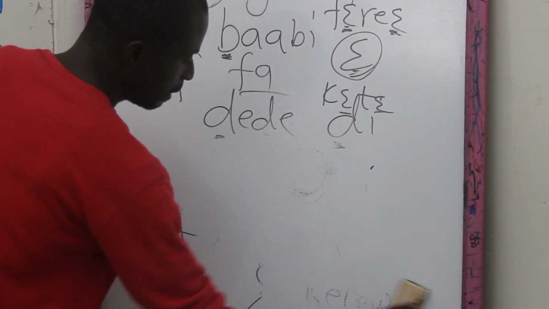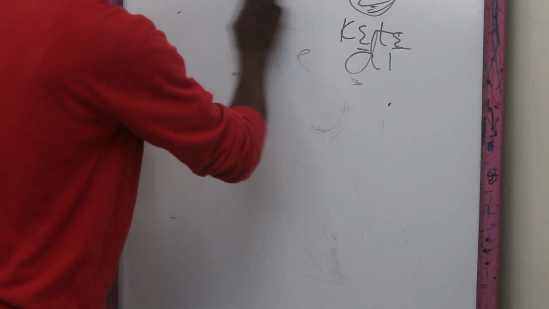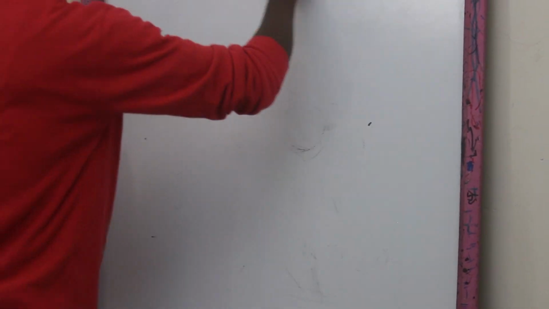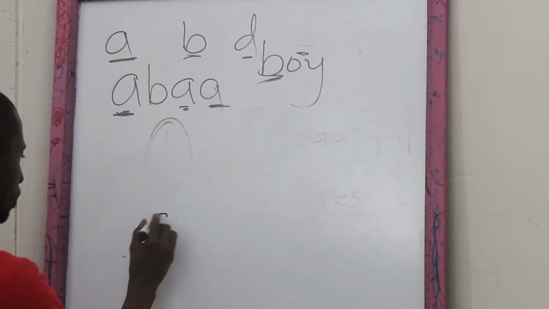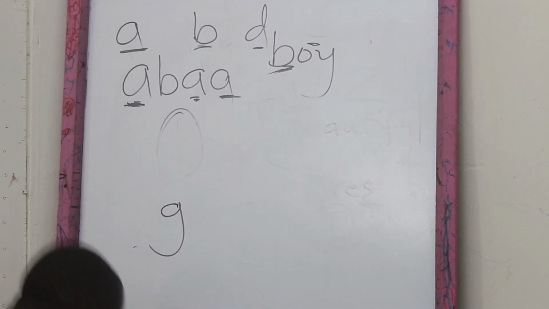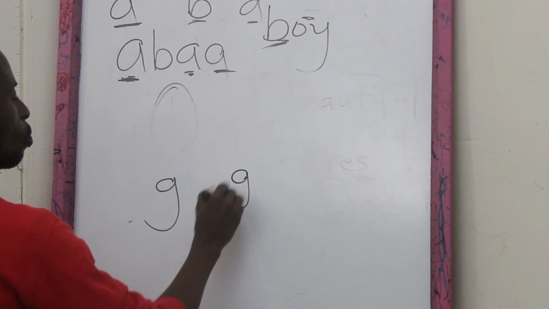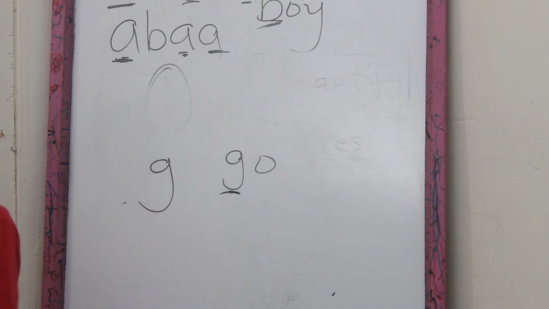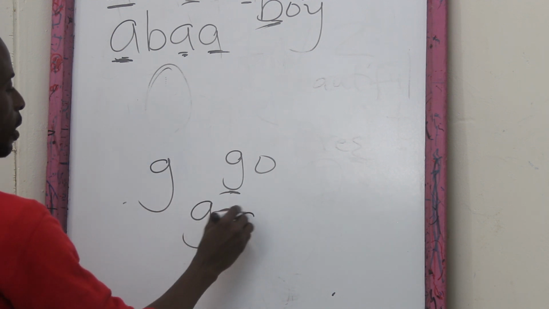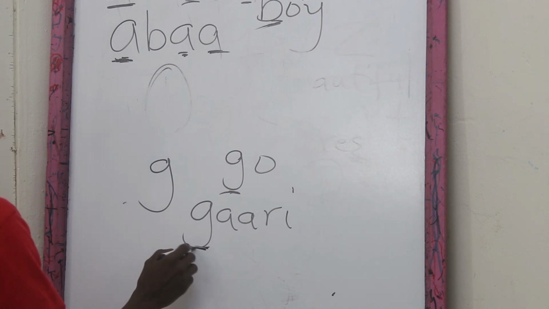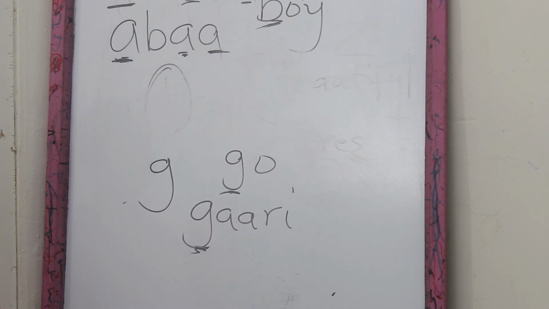The next sound I'm going to talk about is G, as in go. In English, G, go. Or gari. Gari is a kind of food which is consumed here in Ghana and also in Nigeria. In Nigeria, they love gari so much. They use gari in making eba and a whole lot of stuff. So gari, g. Note that.